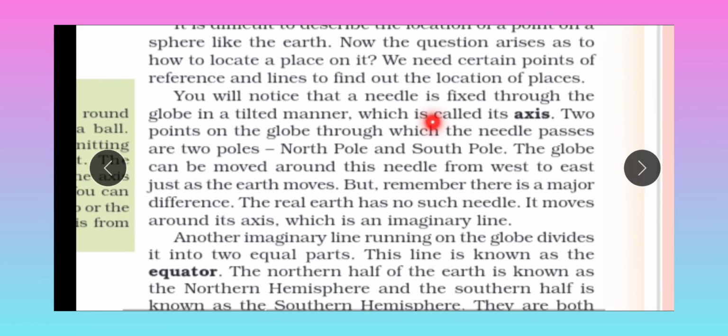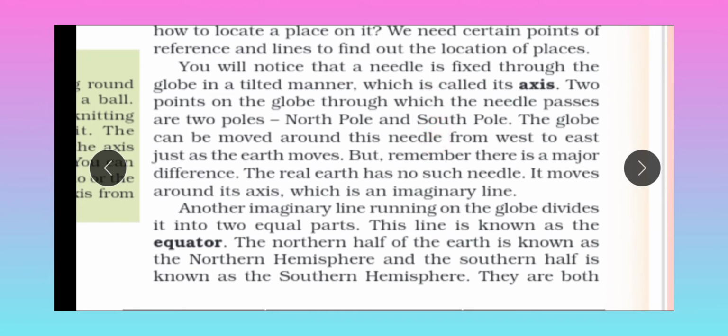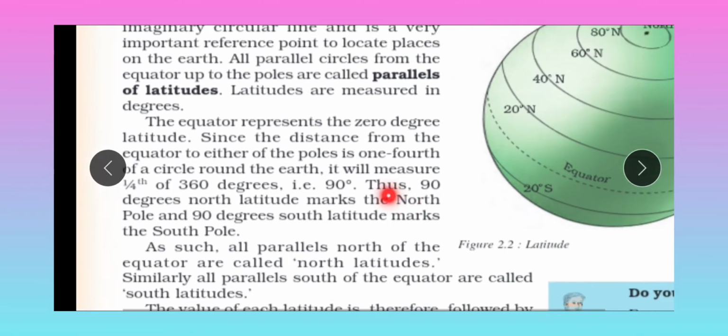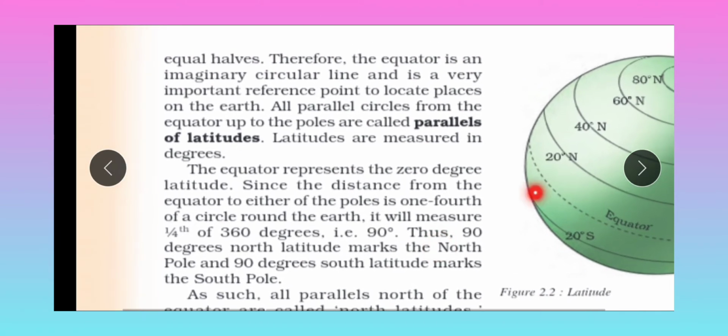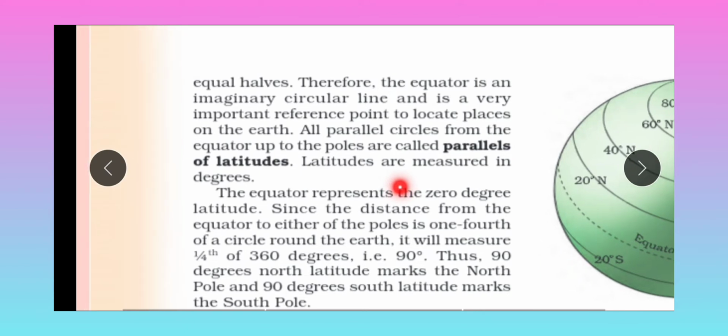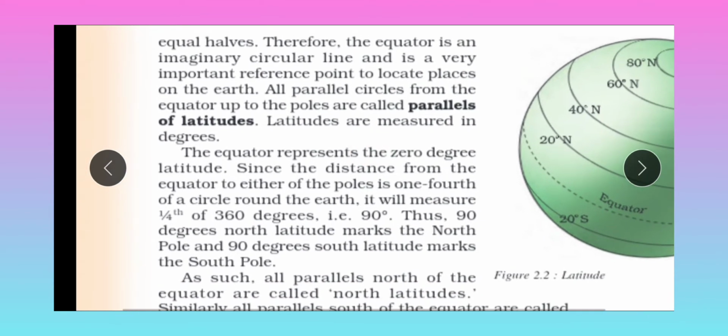Another imaginary line running on the globe divides it into two equal parts. This line is known as the equator. The northern half of the Earth is known as the Northern Hemisphere and the southern half is known as the Southern Hemisphere. They are equal halves. Here you can see the equator. Downside is called the Southern Hemisphere and upper side is called the Northern Hemisphere. The equator divides our Earth into two equal halves.